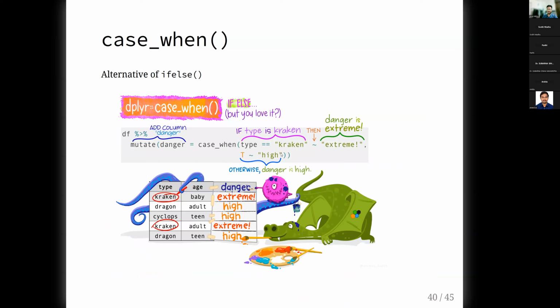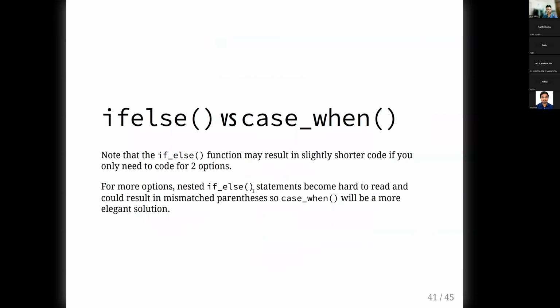We will see what case when is doing, and there are slight changes in the syntax. Otherwise, it's the same. For example, case when type is Kraken, then you say the danger is extreme, otherwise it is high. Because Kraken, Dragon, this is just an example of things. This is an example of when to use a case when and when to use if else. I told you that if there are only 2 options, then if else is better. Otherwise, if there are more things, then you would like to use case when.